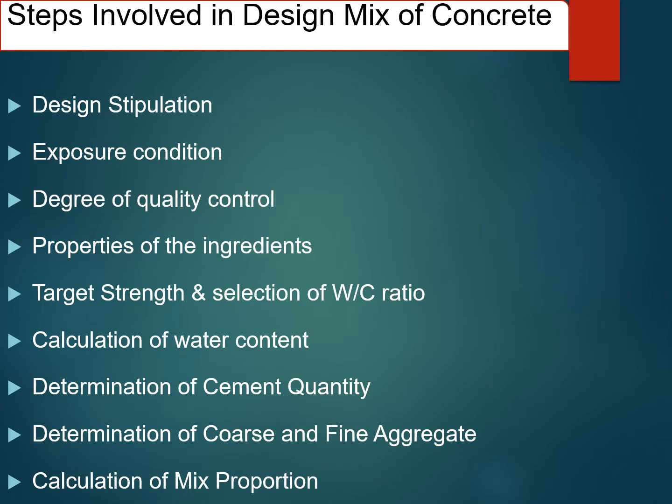Steps involved in design mix of concrete. The different steps involved in design mix of concrete are given below. One is design stipulation, then the exposure conditions, the degree of quality control one can exercise in order to produce the concrete, properties of the ingredients locally available to mix the concrete, the target strength and selection of water cement ratio, calculation of the water content, determination of cement content, determination of coarse and fine aggregates, then the calculation of mix proportions under SSD conditions.